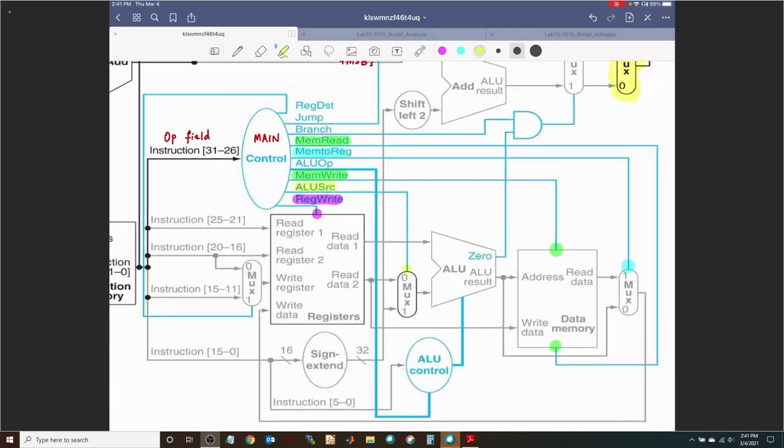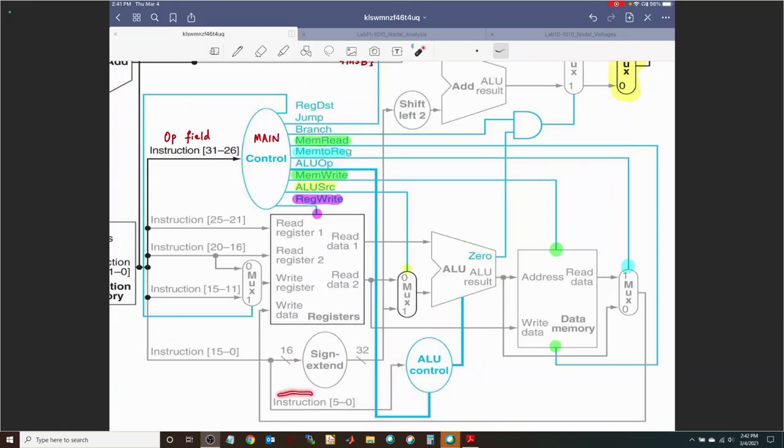Let me track that. So ALU op is coming from the main control, and it is actually going into a new control unit called the ALU control. So this is to essentially parse out specific instructions for the ALU. Now look at this ALU control. It is getting two inputs. One is from the main control, which, we will see examples in which that will be 2 bits. And it is also getting 6 bits from the instruction itself.